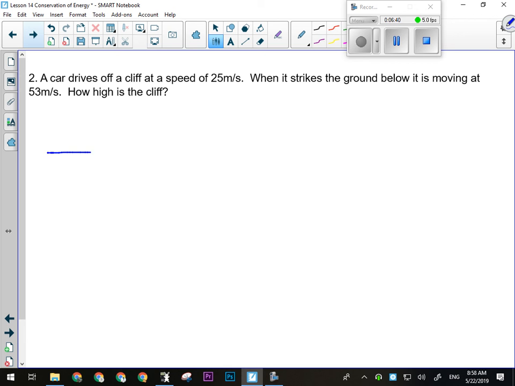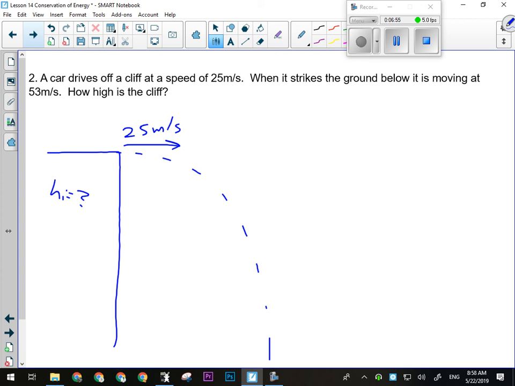Right? So we're dealing with a situation like this. Here's the cliff. We do not know how tall it is. What we do know is that when the car drives off, it's moving at 25 meters per second, and then it does this. Okay, and encounters the ground at a speed of 53 meters per second. We want to figure out the height of the cliff. Okay, so similar to what we just did, except this time we're solving for initial height instead of final. Okay, I'll give you a few minutes on that one.